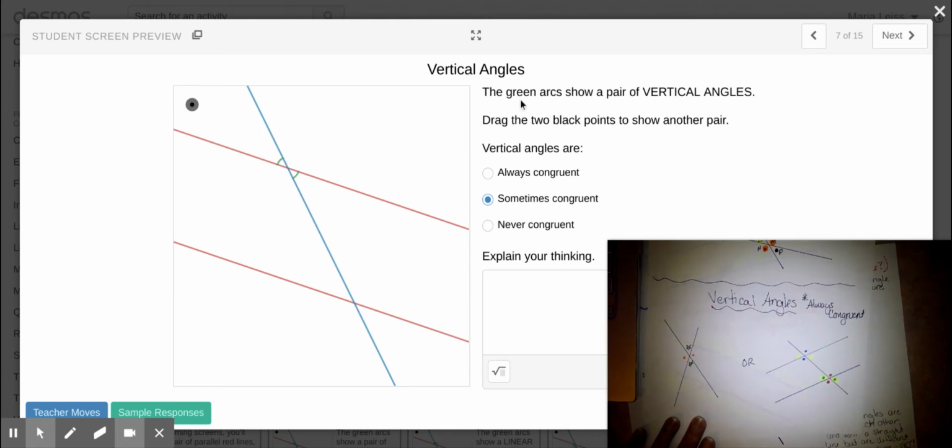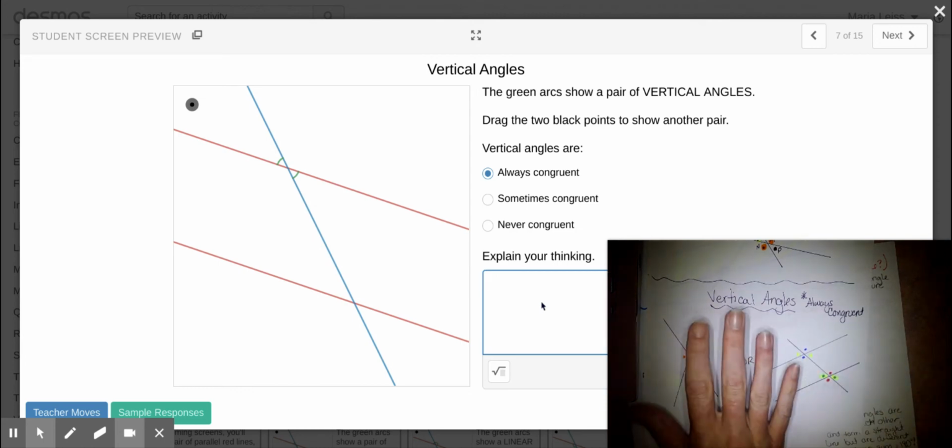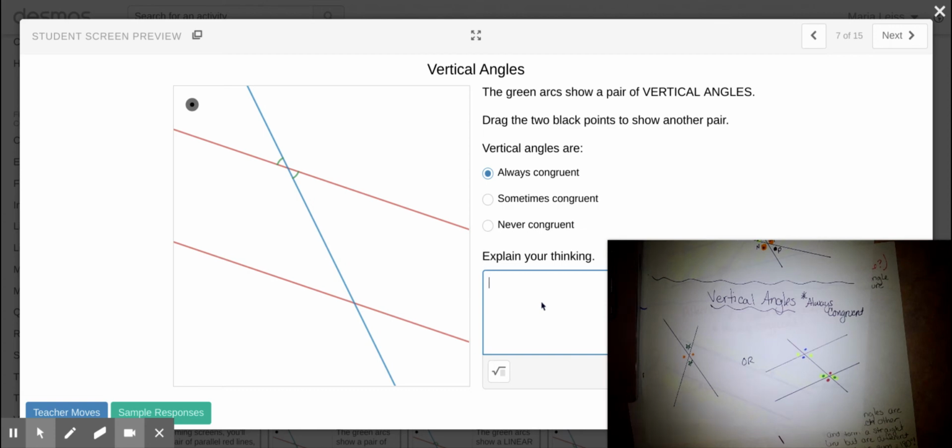Now, vertical angles, look here, always congruent. So hopefully you're going to pick this. Now you need to tell me why. If you watched my video or you've looked over the notes, use some math vocabulary to tell me why.